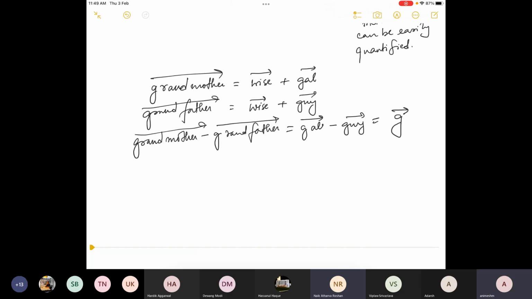Since this type of relationship holds in the vector space for languages, we are able to generate the gender direction using very simple mathematical steps. Now here again, all the time, this might not be a complete equality.